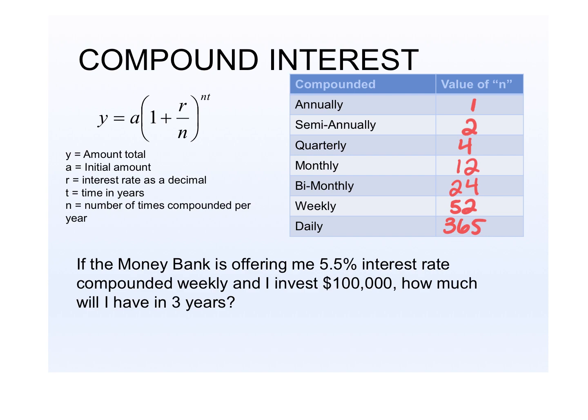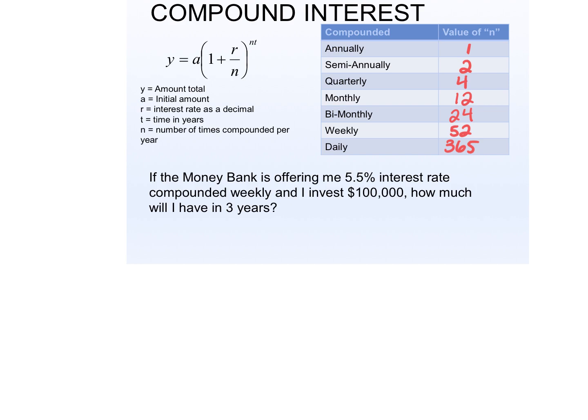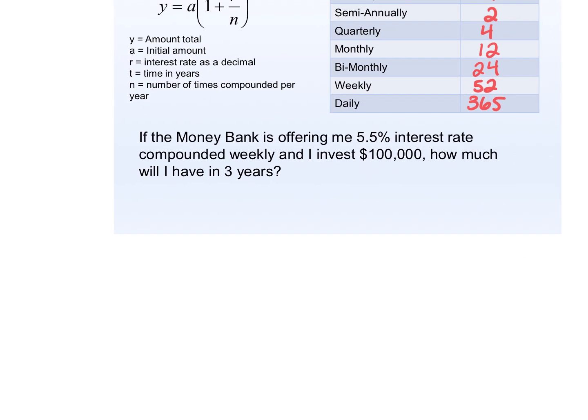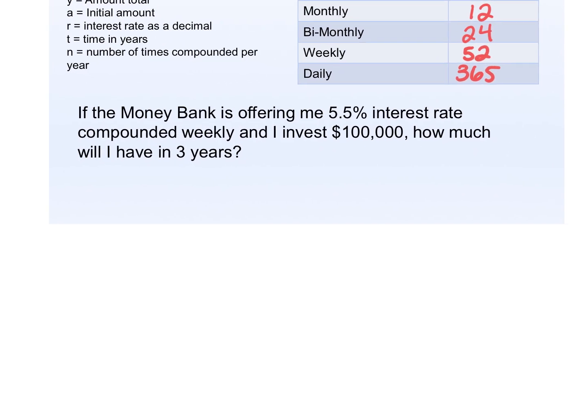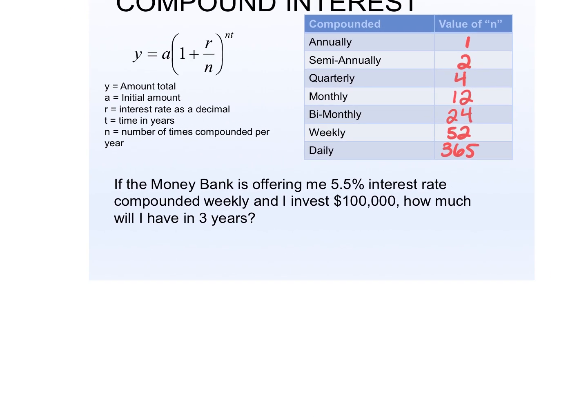Okay, now let's come down here and let's work through this example together. Okay, so what it says right here is if the money bank is offering a 5.5% interest rate compounded weekly and I invest $100,000, how much will I have in 3 years?